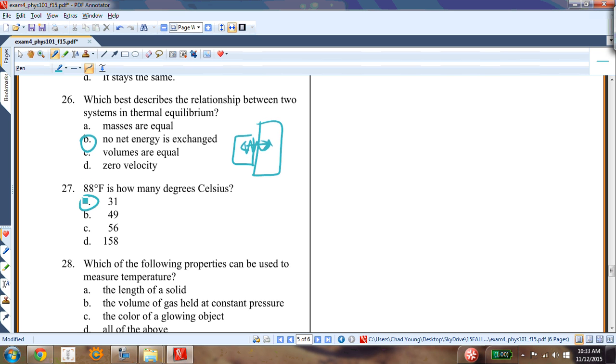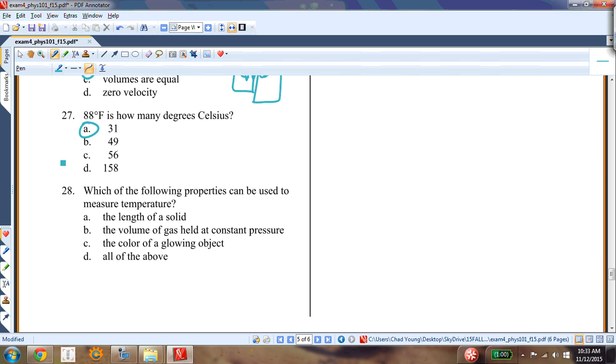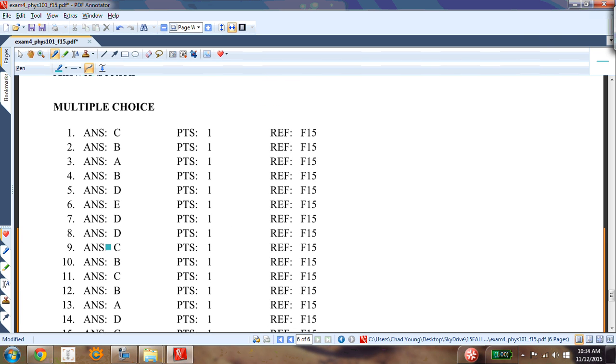88 degrees Fahrenheit is how many degrees Celsius? Well, it's about 31 degrees Celsius. If you want to do this for sure, you can use the equation on the equation sheet, but you need to know these basic temperatures and how they transfer. And which of the following properties can be used to measure temperature? Length of a solid? Yes. Volume of a gas? Yes. The color of a glowing object? Yes, like with stars. So D is the right answer. All right.